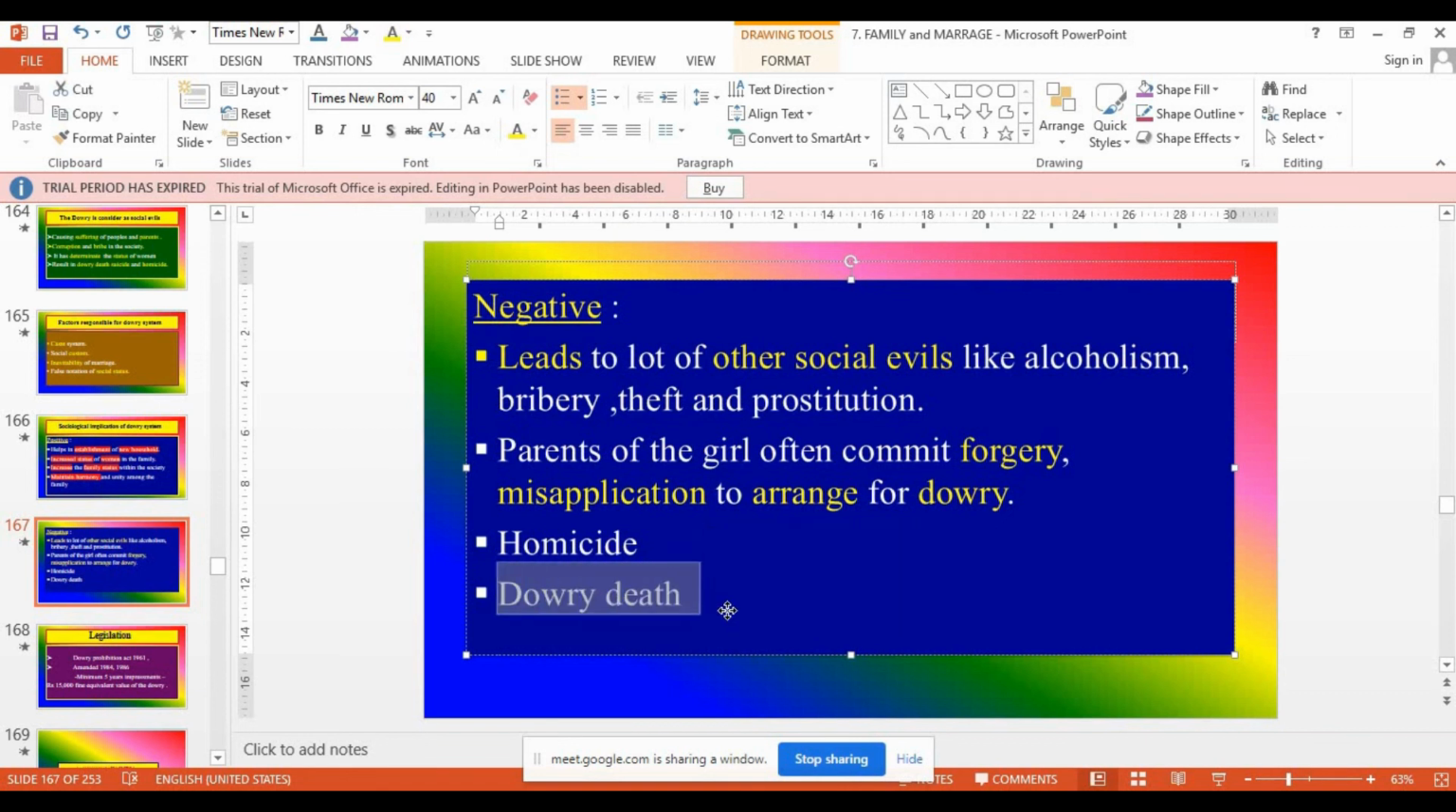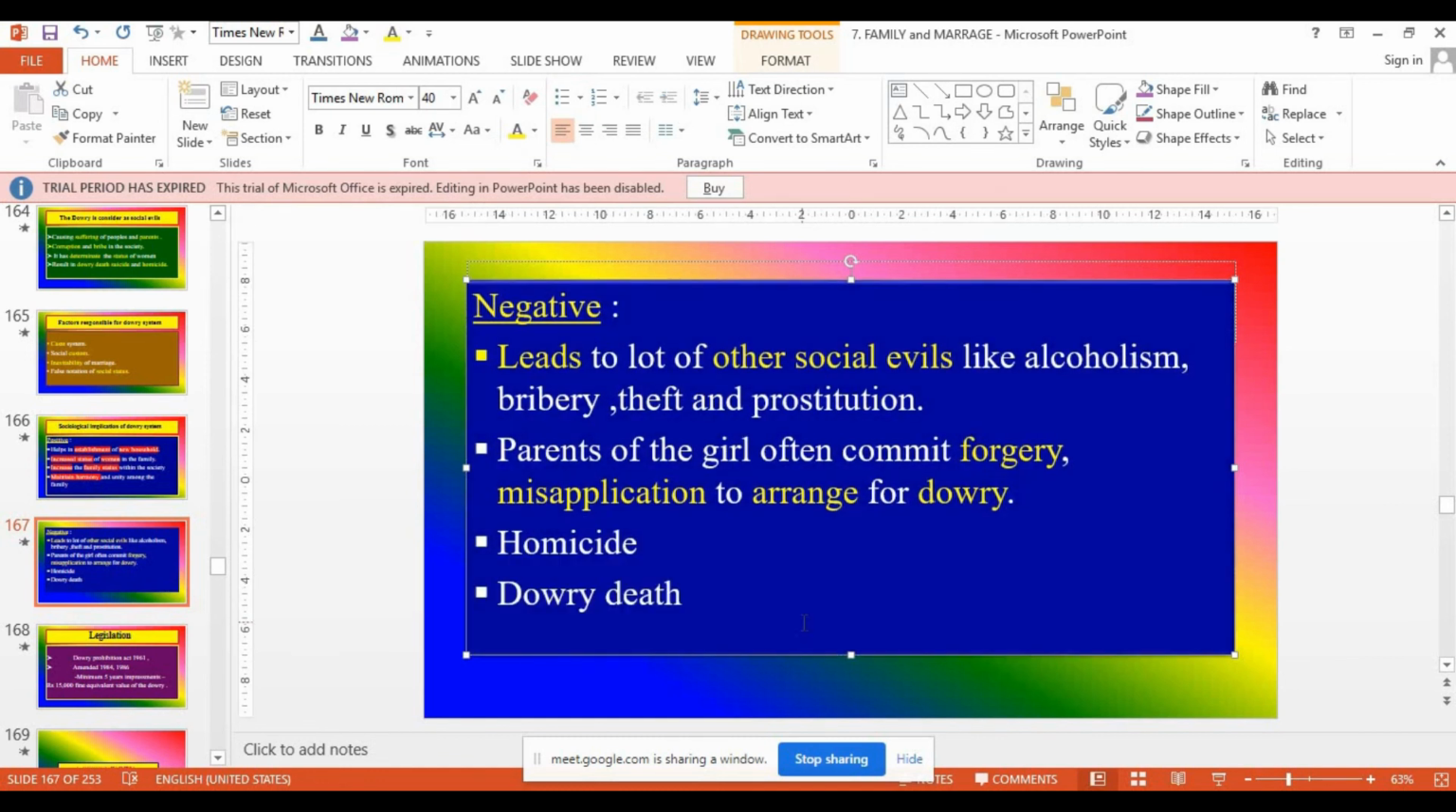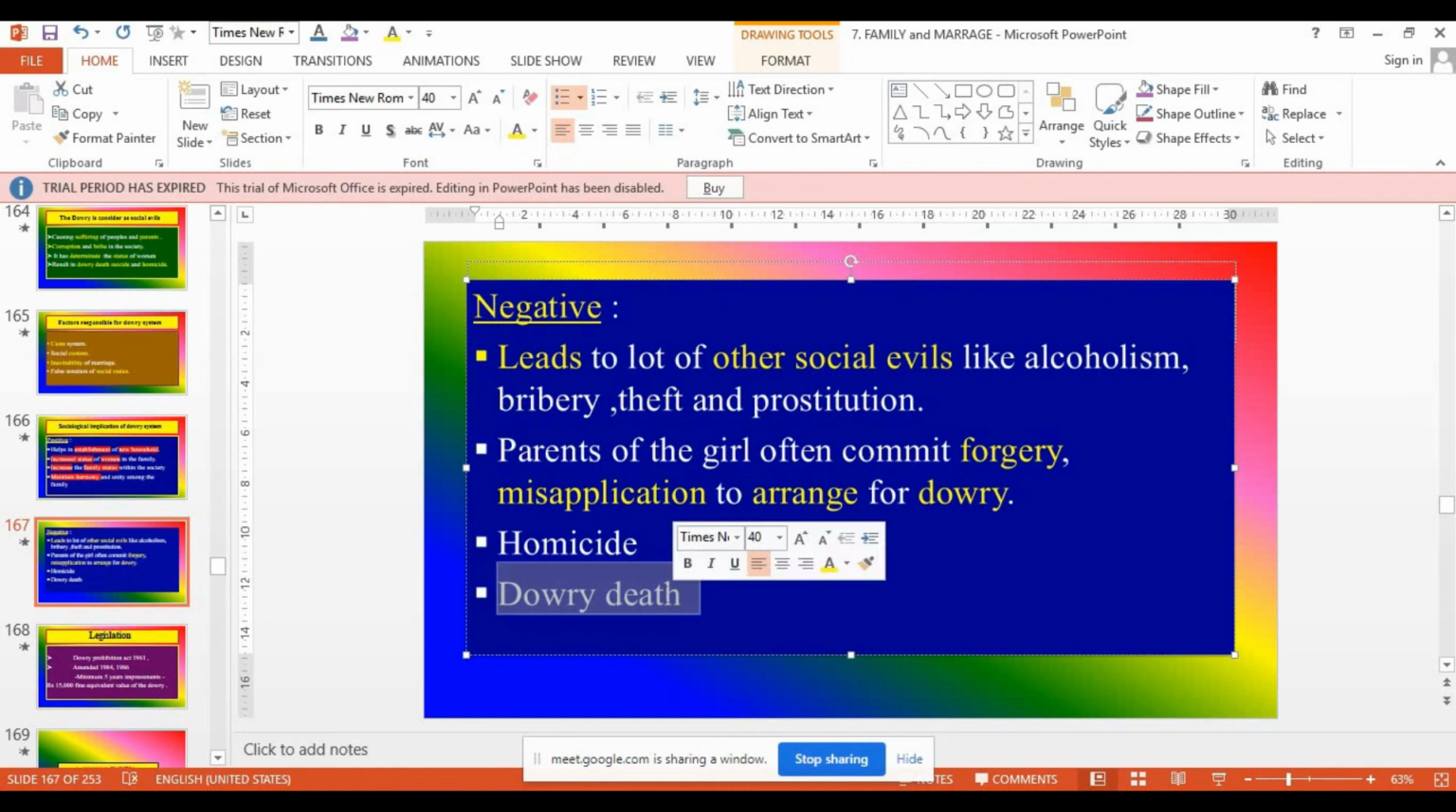That's why nowadays in Kerala, major decisions have been taken by the governor, and chief ministers are directly involved in reducing the dowry system in society to prevent homicide and dowry death. So these are the negative aspects.